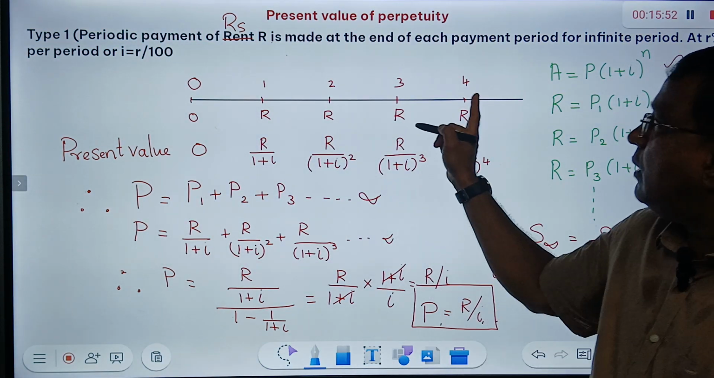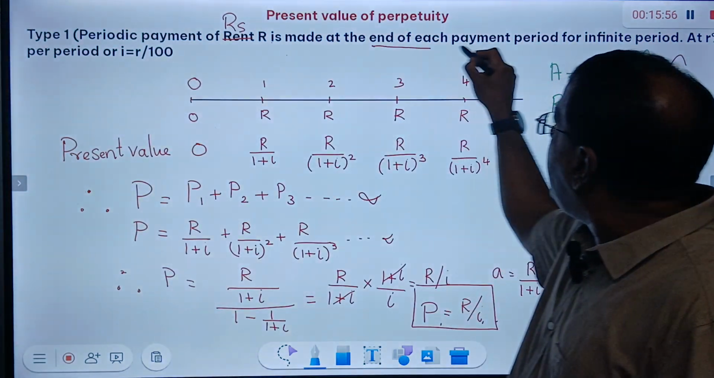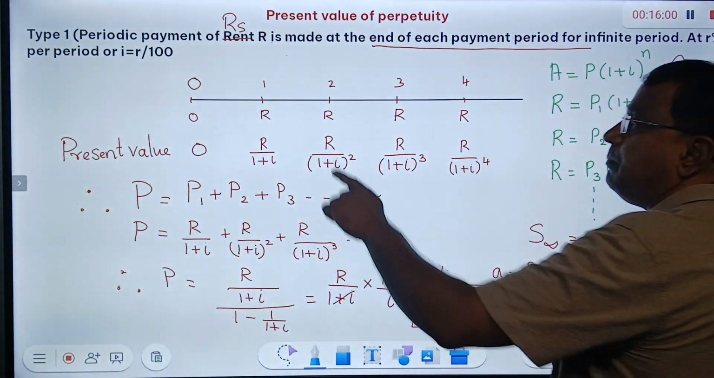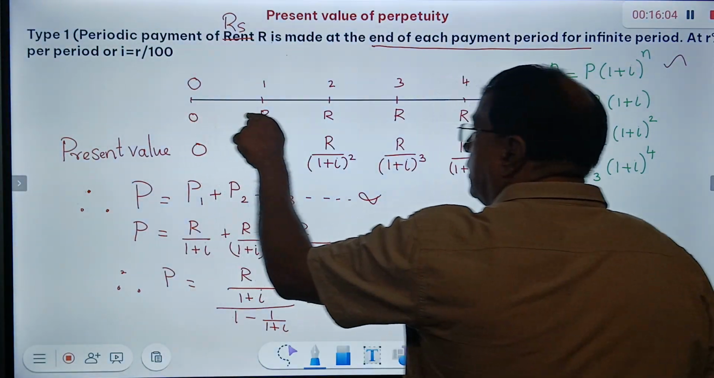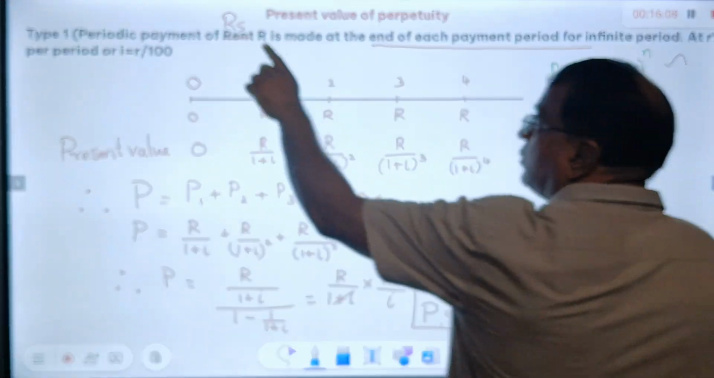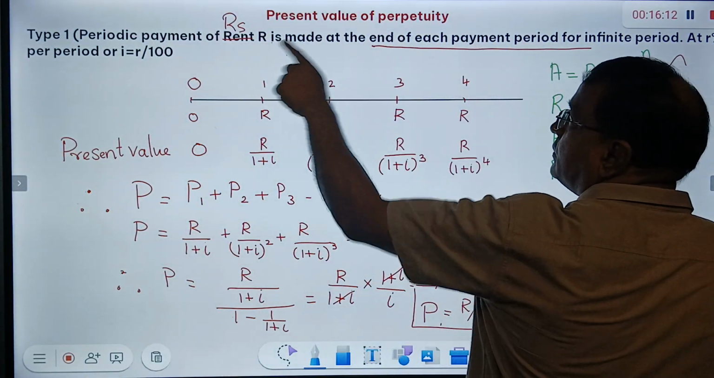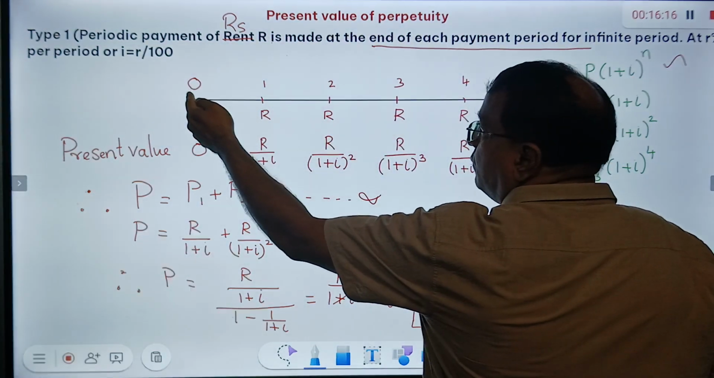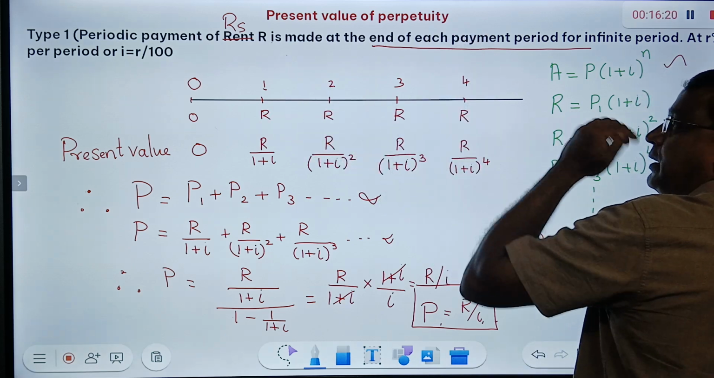Okay. Now you are not making any payment in the beginning because the payment is made at the end of each period. At the end only you are making the payment. So I make a payment R. Again I make R because an equal amount is paid at the end of each period. You see, rupees R is made at the end of each payment period. So at the end of first year, end of second year, end of third year, end of fourth year, you keep paying the money.